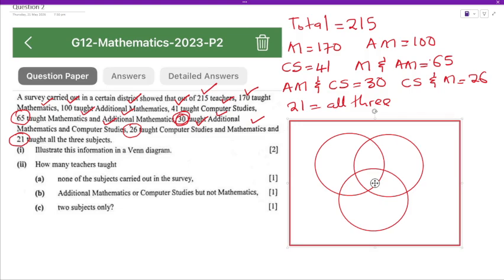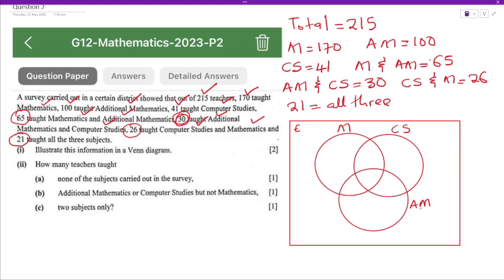So we can now name the sets. We have 3 sets: math, additional mathematics, and computer studies. So here we put an E. Let me click outside. We have an E. So let's call this one math. Let's call this one computer studies. And then let's call this one additional mathematics, AM. Now let us plug in the values.